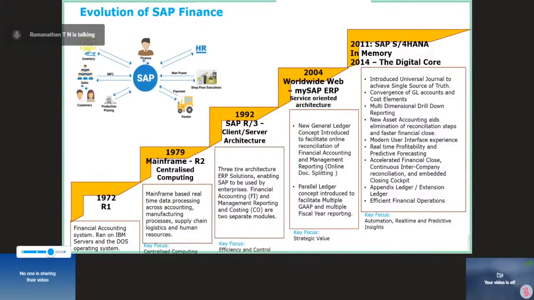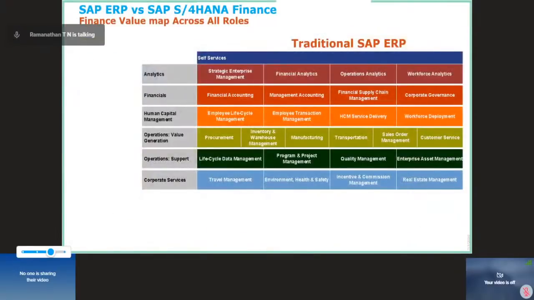Traditional ERP was something like this, like what Sanjeev would have given you in terms of system of record, system of intelligence, system of engagement. The traditional ERP applications had different modules across financial accounting, management accounting, supply chain processes, sales and distribution, manufacturing, and human capital management. All of that was the traditional setup.